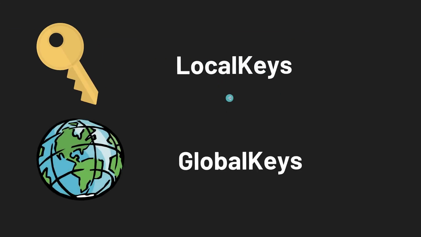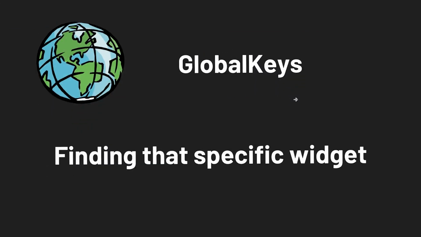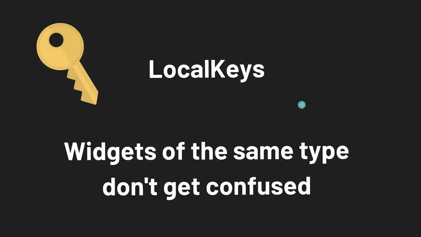There are two types of keys, local keys and global keys. Global keys are generally used to find a specific widget. That's actually what we use for our form. Since we wanted to be able to get access from a different part of the application, we added a global key for it. Now, local keys are there to solve a very specific problem. It's to make sure that widgets of the same type do not get confused.